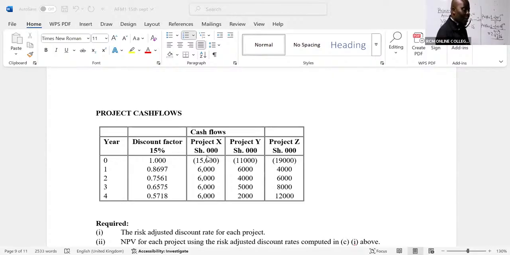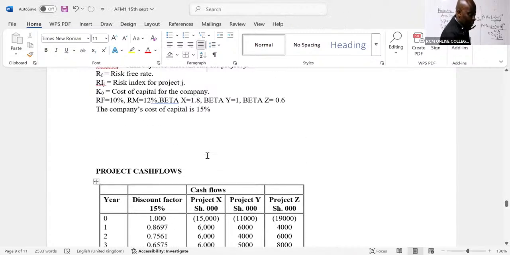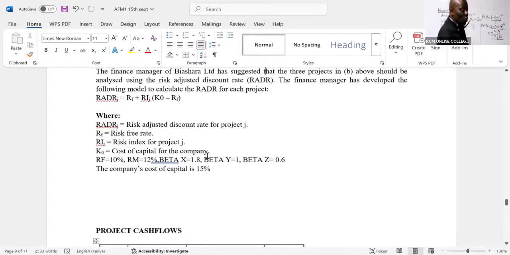Now, another student has asked me, how did I get this 19%? Remember, the method we are using is called RADRI. We are using a funny method here known as RADRI. And with this RADRI, we always compute the cost of capital for each individual project. And of course, the examiner has given you the formula for getting this risk-adjusted discount rate. So the RADRI has been given.